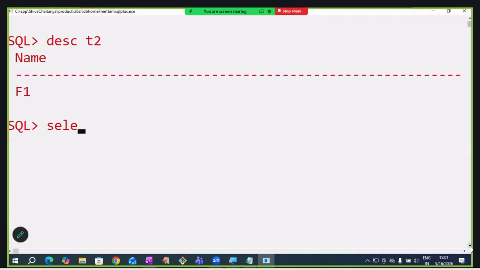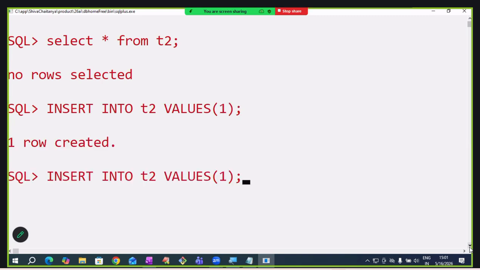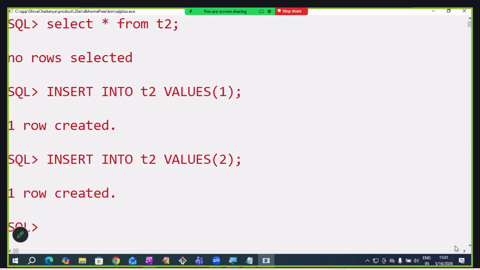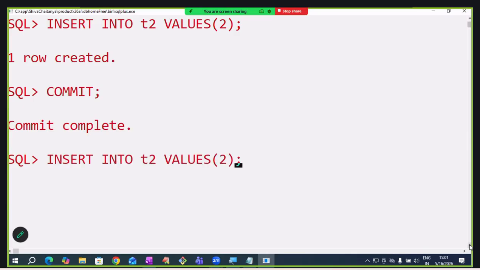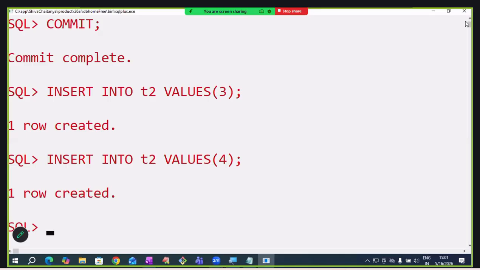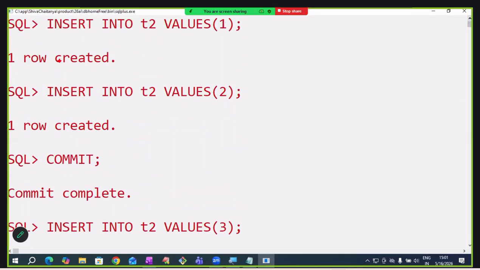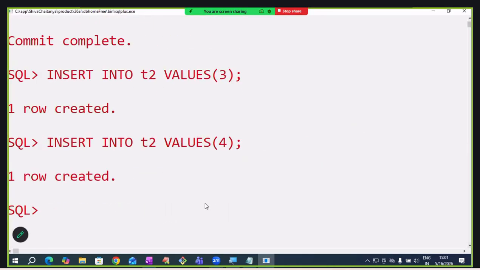Now, this is a table. Observe now, select star from T2. As of now, T2 table has no rows. Now, I'm inserting some rows. Insert into T2 values 1. First row inserted. Second row inserted. After this, I'm using commit here. Commit, data saved. Then again, I'm inserting 2 more rows. Okay, notice here, the first 2 rows are committed. Till here, committed. These next 2 rows are not committed.